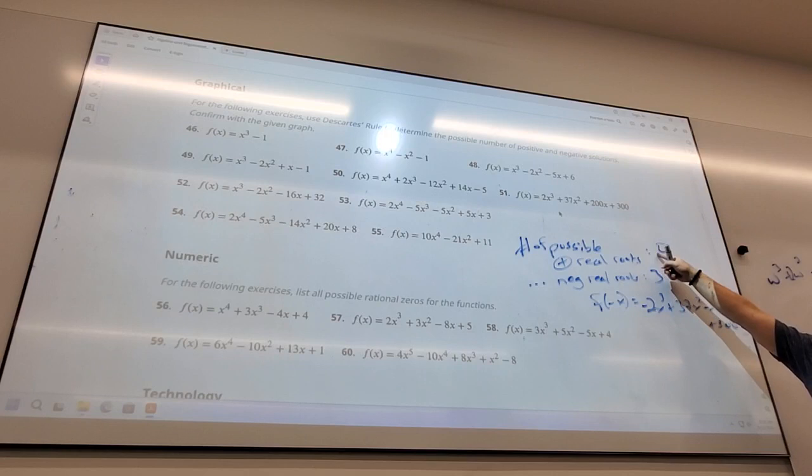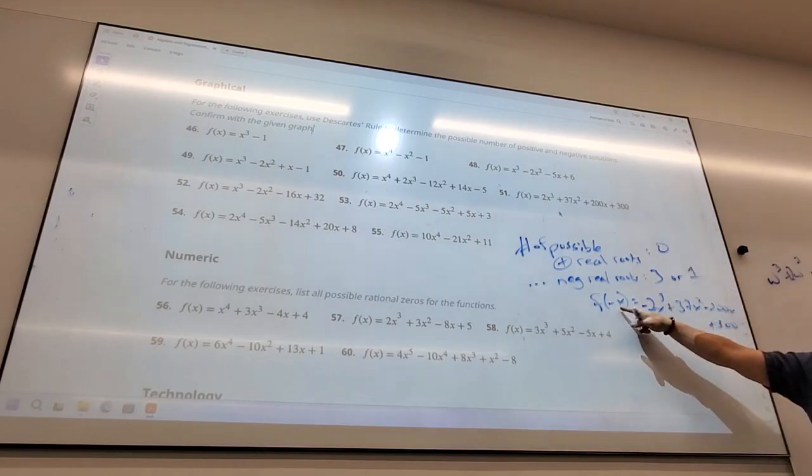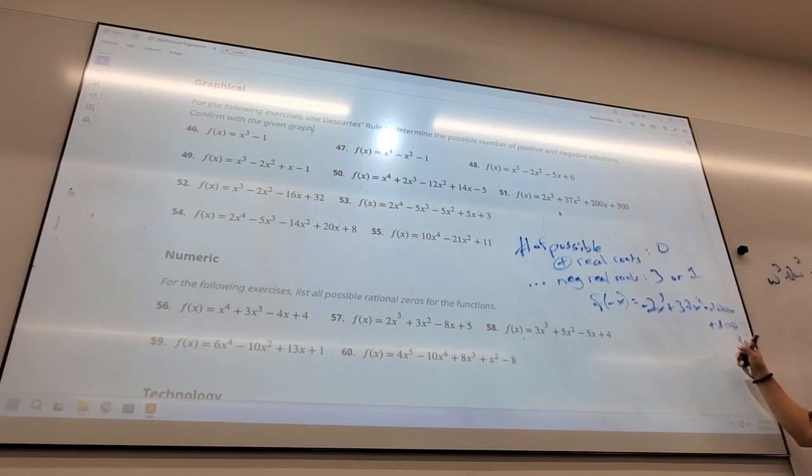How did we get 0? Are you cool with 0? Well, that's because it's all positive. Good. No sign changes is the important thing. So when I look at f of negative x, you do the exact same thing. How many sign changes? 2, no. 1, 2, 3. Oh, okay.